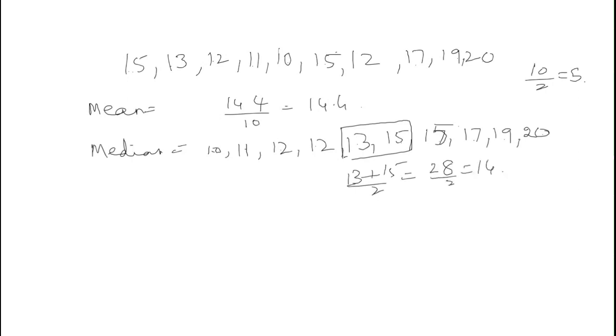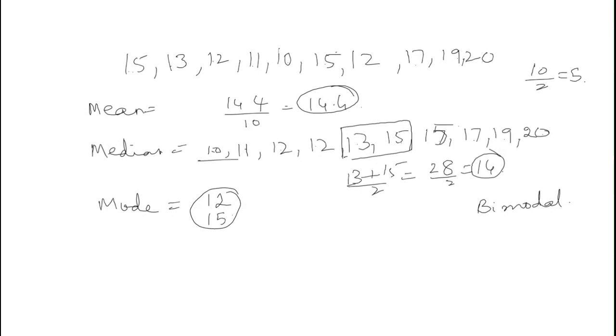Mode is the value which is repeated most. The values 12 and 15 are repeated. If there are two modes, it is called bimodal. Bi means two. So here 14.4, 14, 12 and 15 lie in the center of the data. That is why they are called measures of central tendency. They tend to be at the center of the data.